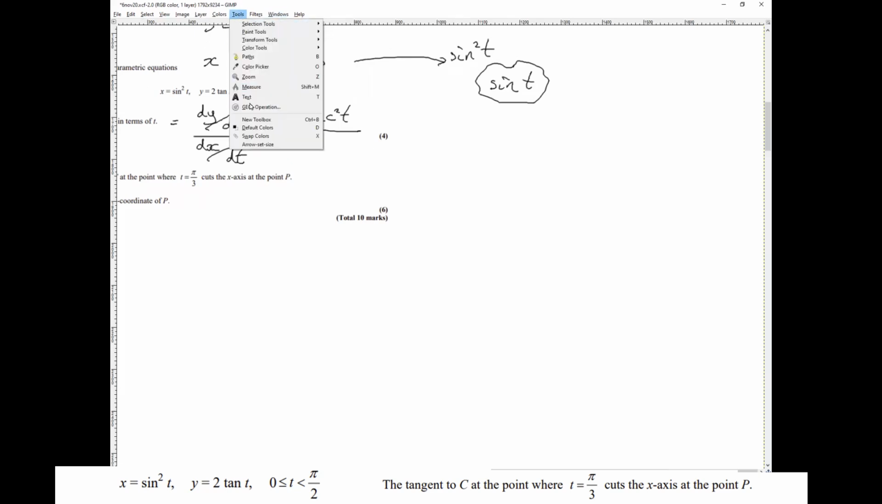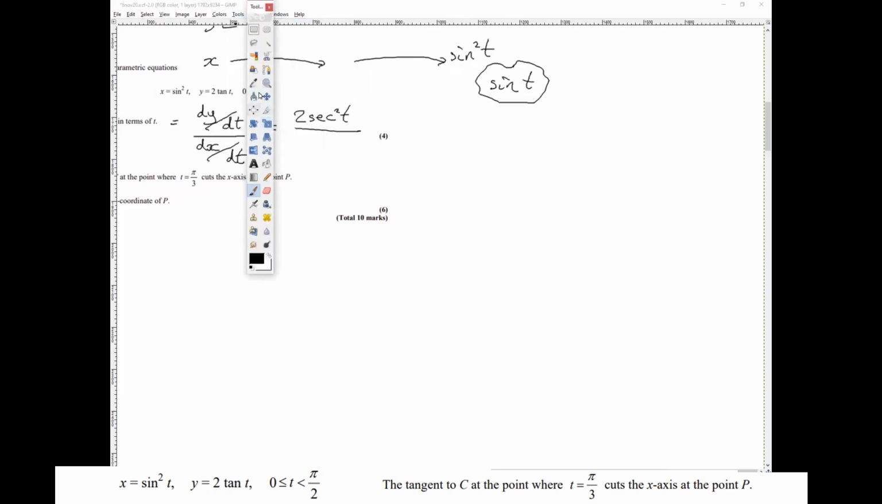excuse me a minute. Oh, there we are, new toolbox. And what's that? Is it going to tell me what the shortcut is? Okay, anyway, I'll have that. All I want to do is this. Get it out of the way. Right.